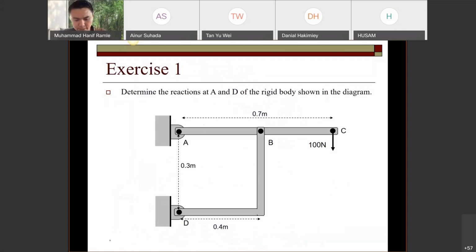This is exercise one, which will utilize the two force member and explain the two force member condition. The question asks you to find the reactions at A and D of the rigid body. We have two points there, A and D, that have reactions.